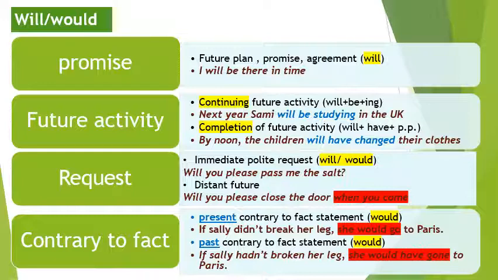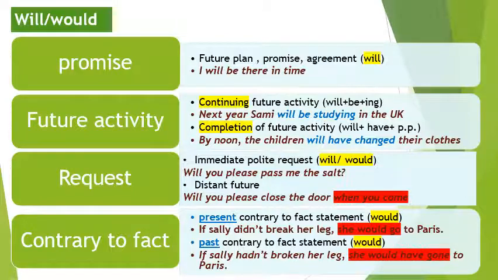However, when you talk about the completion of a future activity, it's going to be in the future perfect, and it consists of will plus have and the past participle of the verb. When we talked about the future perfect, we said that this is an action which will be finished at a certain time in the future. By noon, the children will have changed their clothes. So maybe now the children haven't changed their clothes yet, but by noon they will have finished. They will have, for example, had a shower and changed their clothes.